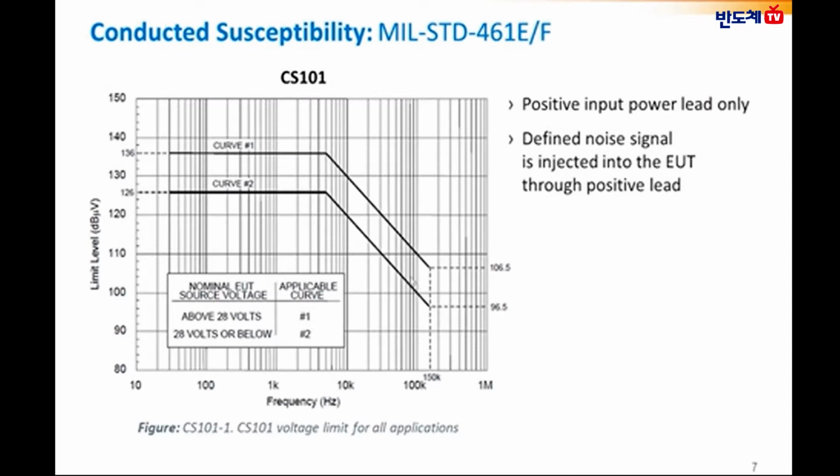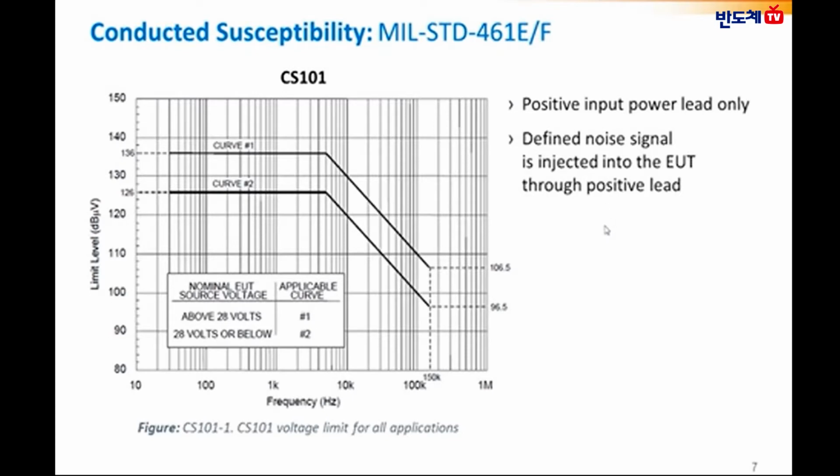And the limit line, the basic curve shown, is a limit line for systems with input voltages of 28 volts, whereas certain limit relaxations are applicable for input voltages greater than 28 volts. For example, for a 270 volts DC system, a 10 dB limit relaxation is applicable, and the limit line for the 270 volts DC system is shown in red.